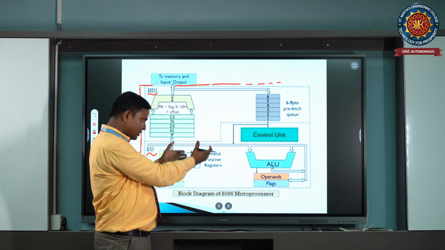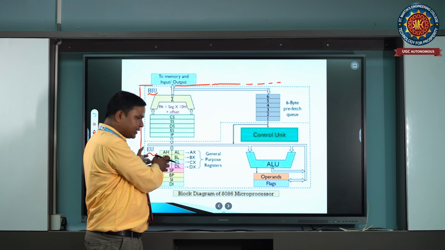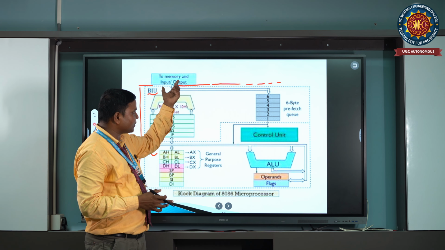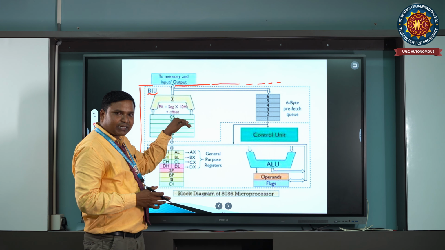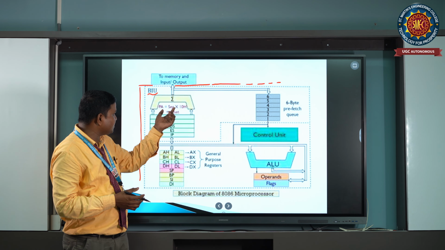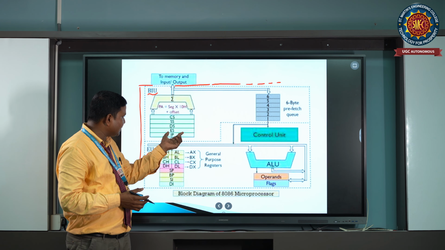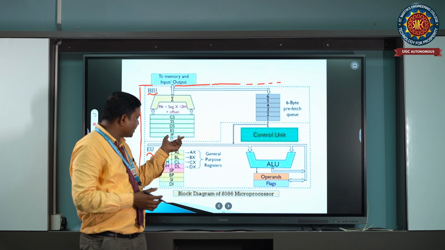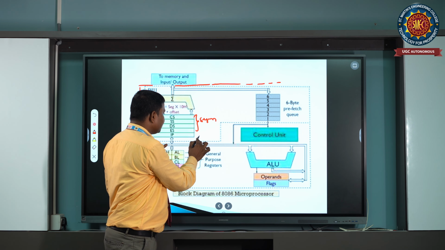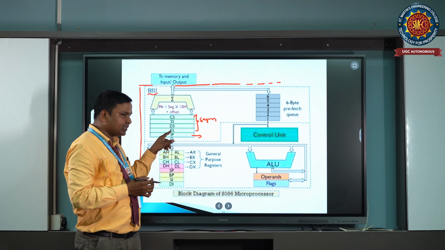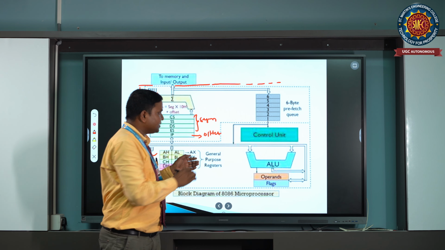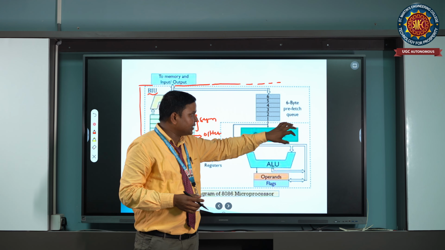Coming to the next unit, that is the execution unit. In the BIU, we are fetching the instructions from the memory. So what are the components of the BIU? One is the adder, and the next one is the segment register. And this is the IP, which is the instruction pointer, also called the offset register, and the 6-byte prefetch queue.